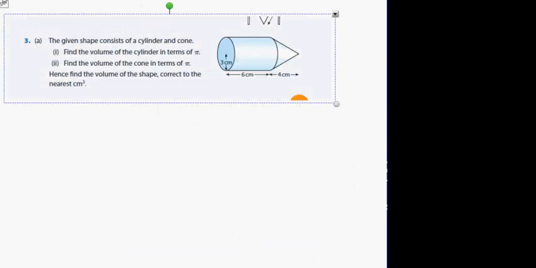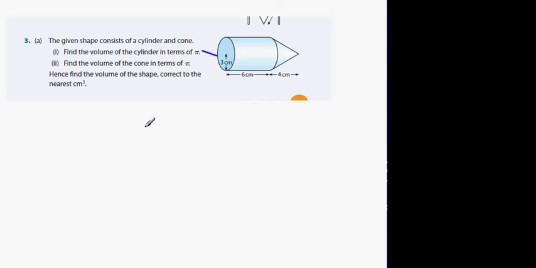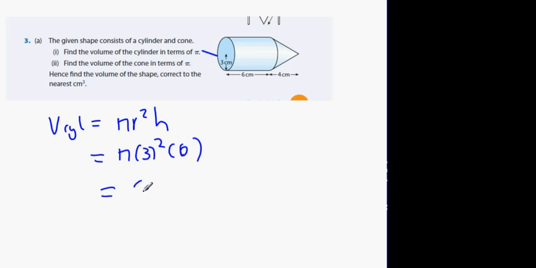Okay, moving on. The given shape consists of a cylinder and a cone. Find the volume of the cylinder in terms of pi. Well, the volume of the cylinder is pi r squared h, and it's going to be pi times 3 squared times the height, which is 6, so 54 pi. Okay, that's part 1.